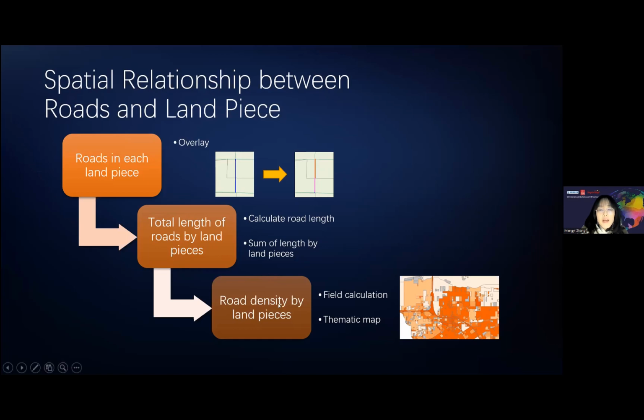Then we can define road density for each land piece as the total length of roads divided by the area of the land, and save this result into a field as well. And then we can visualize the result, that new field, with the semantic map, like here we can see. And so now let's switch back to SuperMap iDesktop to complete these 3 steps.